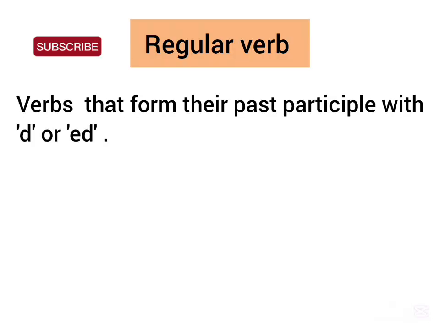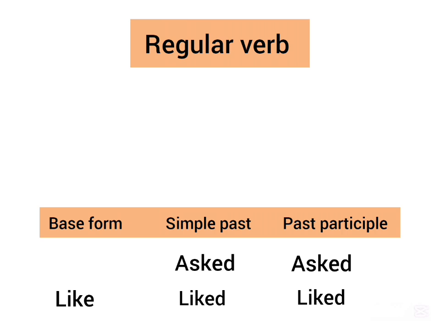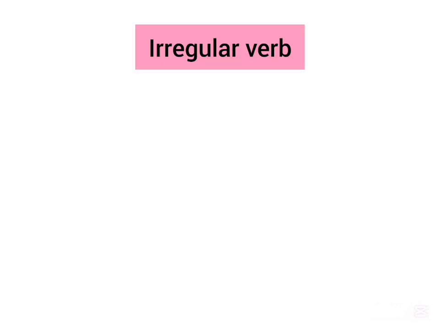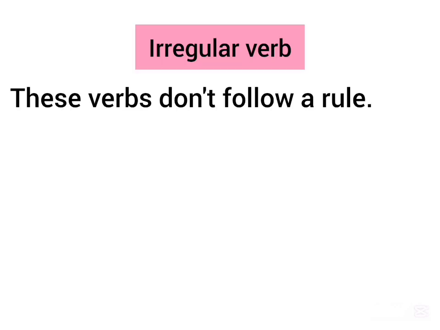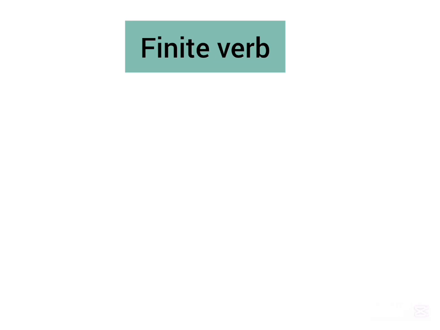Regular verb. These are the verbs that form their past tense and past participle with d or ed. For example, base form ask, simple past asked, past participle asked; like, liked, liked. Irregular verb. These verbs don't follow a rule. For example, base form fall, fell, fallen; do, did, done. So they don't follow the d or ed rule.